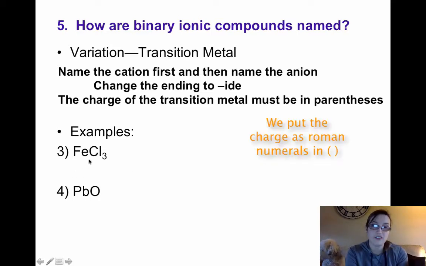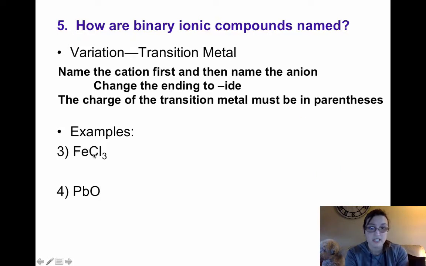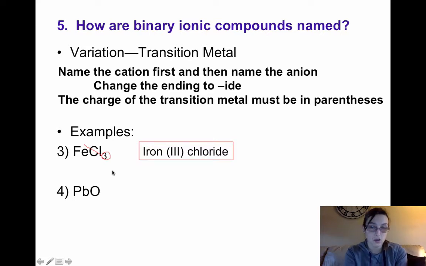So an example is FeCl3. Fe is iron, Cl is chlorine, but we change the ending to IDE, so it's chloride. So we know that it's iron chloride, but we need to know the charge. Something we can do is reverse crisscross. We have a 3 after Cl. If we reverse crisscross up, that means the iron, remember metals are always positive, would be +3. And so this would be iron(III) chloride.